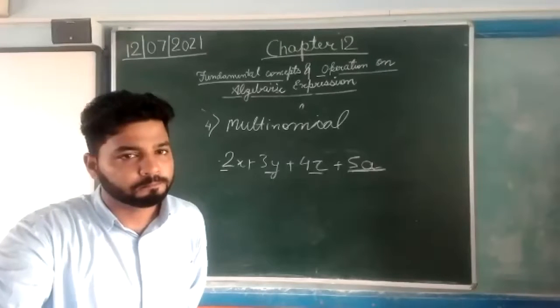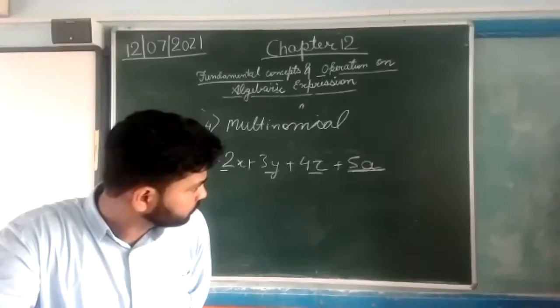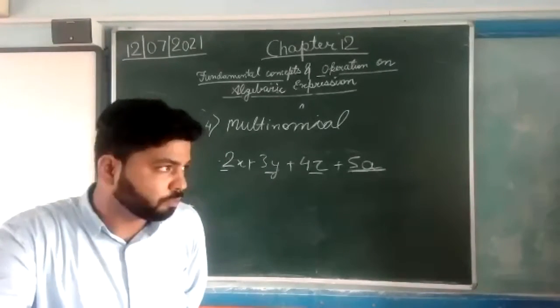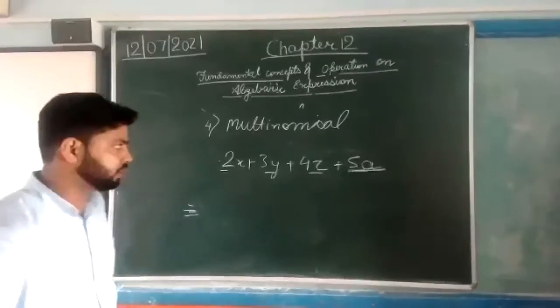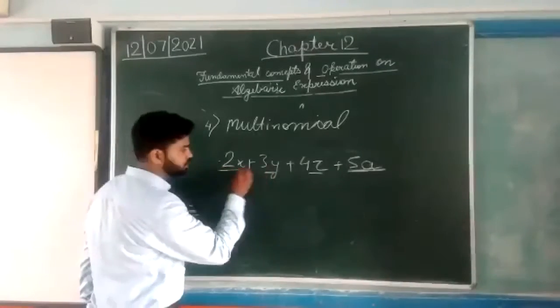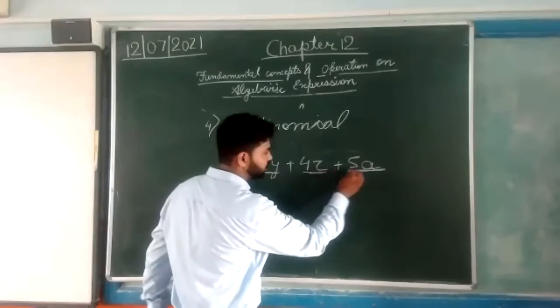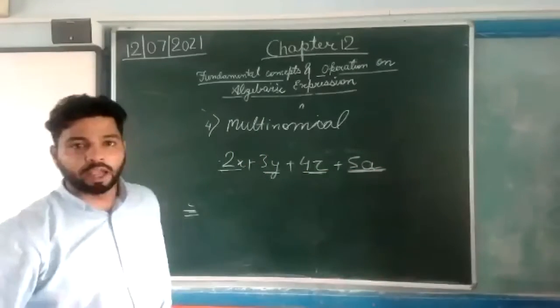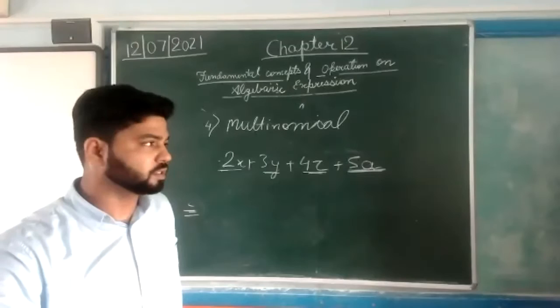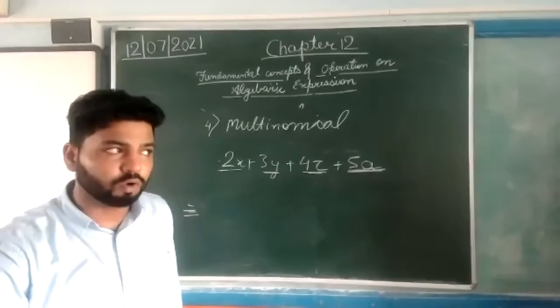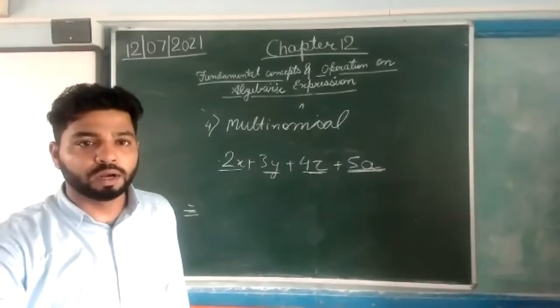Then we can say that any term is only separated by plus and minus. That is called a term: first term, second term, third term, or fourth term. And an expression which consists of more than 4 terms is called a multinomial.